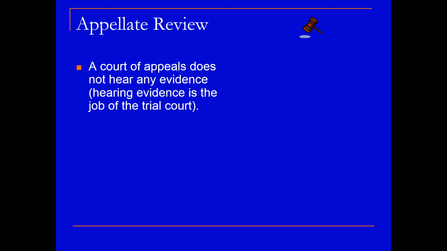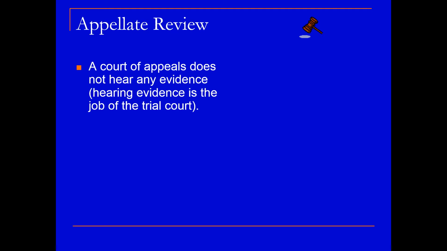A court of appeals doesn't hear the evidence all over again. There's not a new jury. There's not a lot of testimony in the court of appeals. The trial court is where the evidence is heard. So what's the job of the court of appeals and their justices?